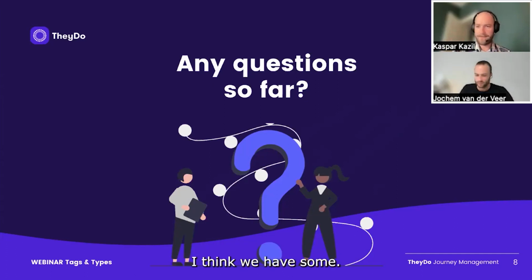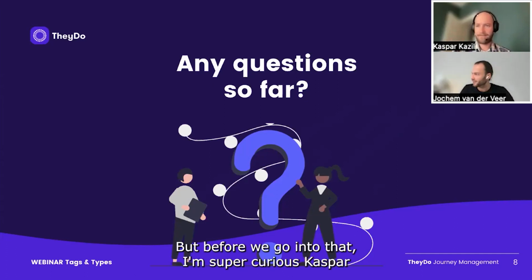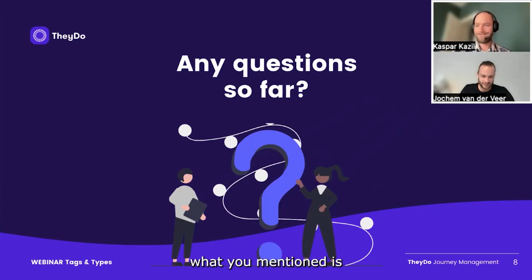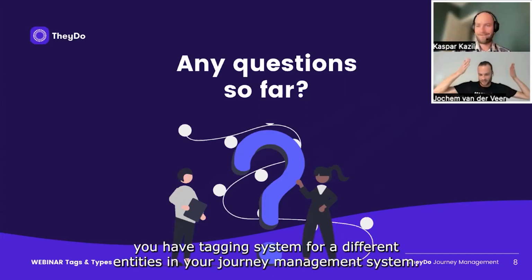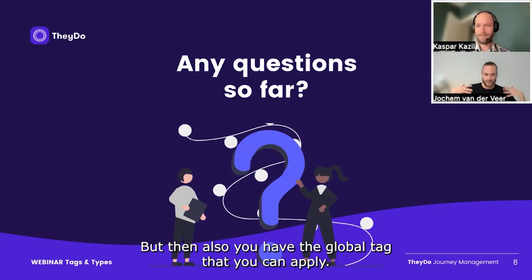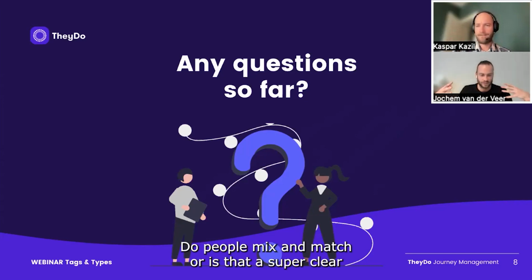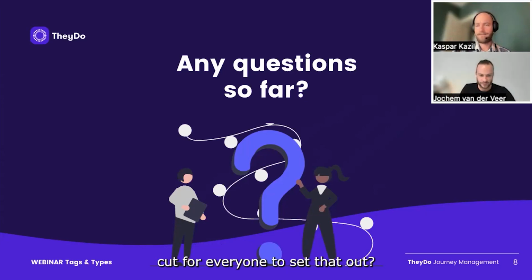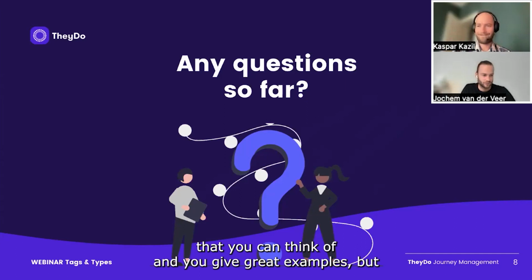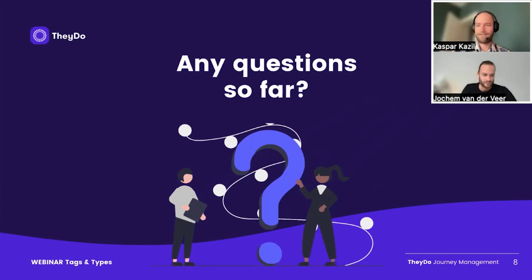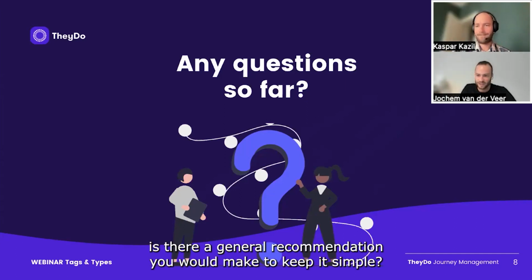I think we have some, but before we go into that, I'm super curious, Kaspar. What you mentioned is you have a tagging system for the different entities in your journey management system, but then also you have the global tags that you can apply. What have you seen in your experience? Do people mix and match, or is that super clear cut for everyone to set up? I mean, there are so many use cases that you can think of, and you gave a few great examples, but is there a general recommendation you would make to keep it simple?